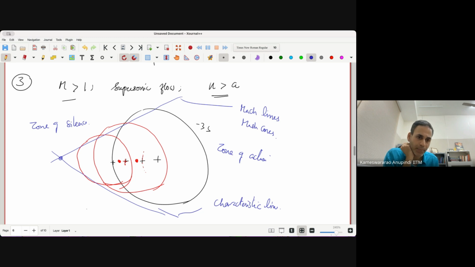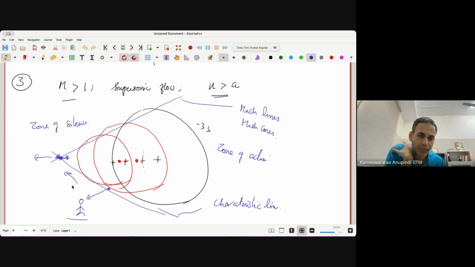So as a result, somebody standing here would not feel the airplane. Even if it has crossed him, he would not be able to realize it until he enters this Mach cone, until this disturbance touches him. That is the reason why most of the times when you see supersonic aircraft flying, by the time you hear the sound, the flight must have already crossed you and gone.